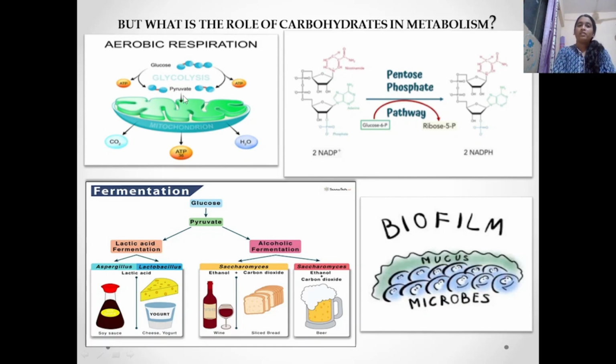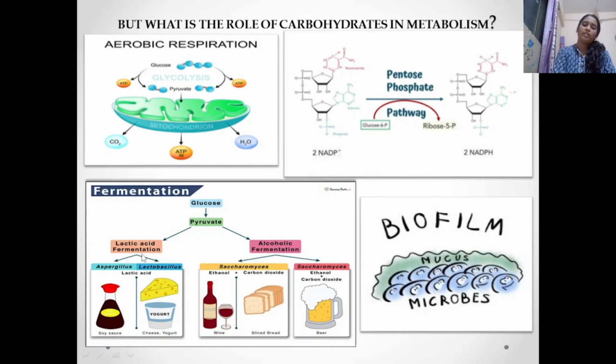But in the case of anaerobic organisms or anaerobic bacteria, the pyruvate further undergoes the process of fermentation. And fermentation is of two types, that is lactic acid fermentation and alcoholic fermentation. In such organisms, the electron transport chain or Krebs cycle does not take place.